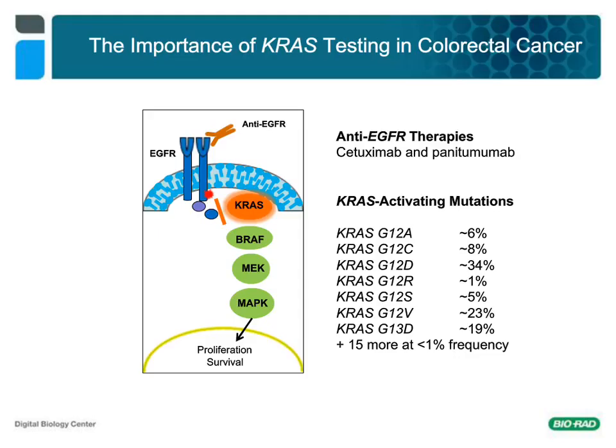There are 7 mutations present at greater than 1% population frequency, and an additional 15 present at less than 1% frequency in COSMIC. To address the need for screening a greater number of mutations with a very limited biological sample, we developed the KRAS screening multiplex.